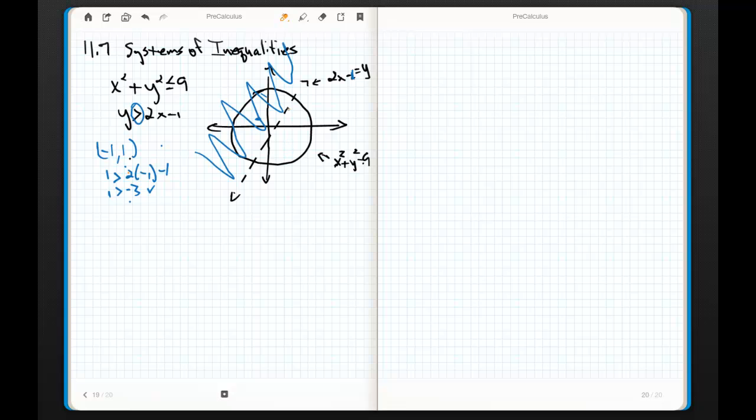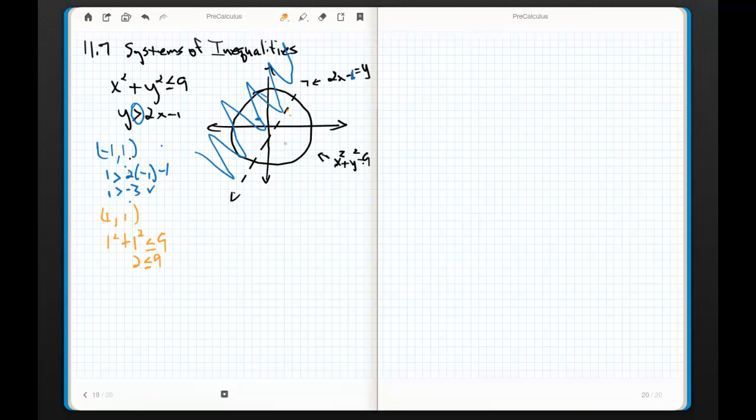So let's pick the point 1, 1, which clearly is inside the circle. Sorry about my cruddy drawing. So if I have 1, 1 and I test this, 1 squared plus 1 squared is less than or equal to 9. Well, last I checked, 2 is less than or equal to 9.